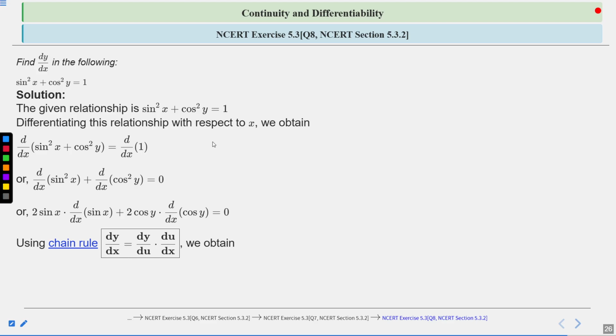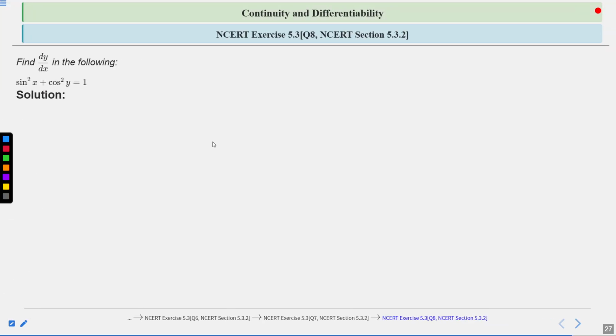Now using chain rule, dy upon dx is equal to dy upon du into du upon dx, right? Or 2 sin x cos x plus 2 cos y into minus sin y into dy by dx is equal to 0, right? Clear? Therefore we can find sin 2x minus sin 2y dy by dx is equal to 0. Or we will get dy by dx is equal to sin 2x upon sin 2y, right? So dy by dx will be equal to sin 2x upon sin 2y. Clear? So this will be our answer.